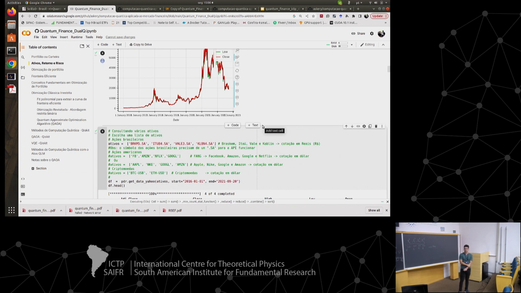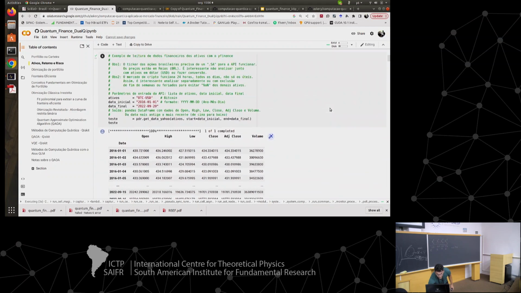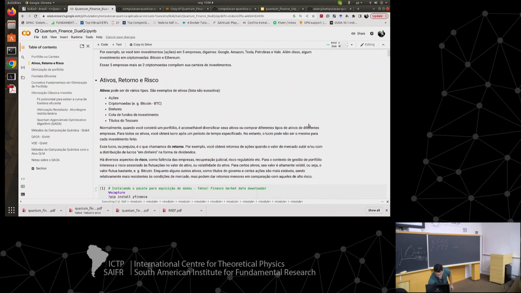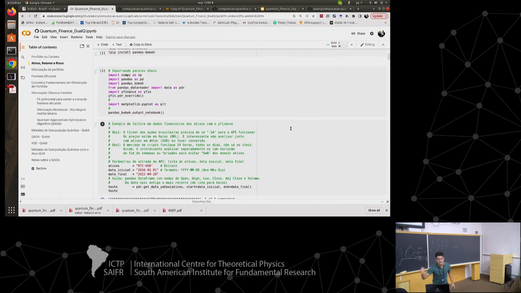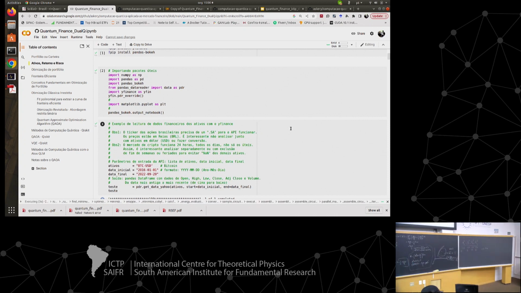Google also has an API, I think I wrote it here, but it's now deprecated. There was a bunch of APIs, but they stopped giving this for free. I think Yahoo is one of the last.